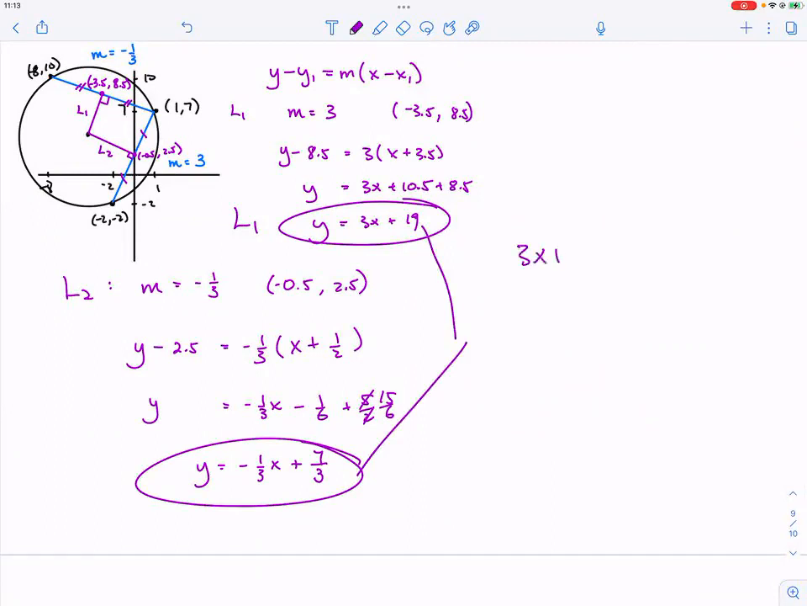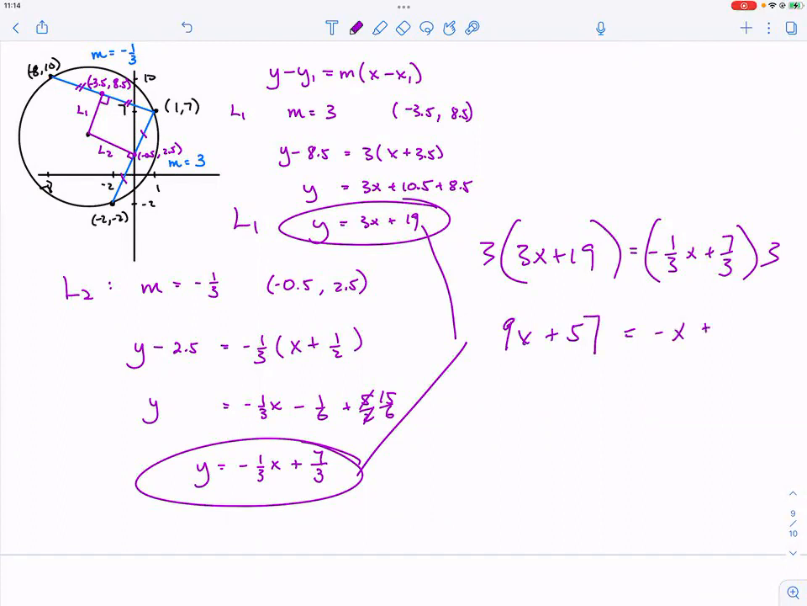So we say 3x plus 19 is equal to negative 1/3 x plus 7/3. So the first thing that I would do is to multiply by 3 on both sides. So we got 9x plus 57, negative x plus 7.